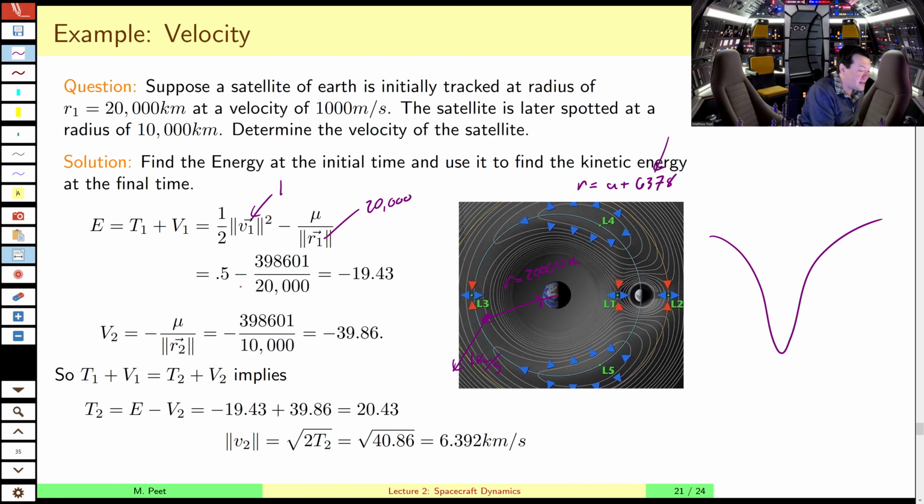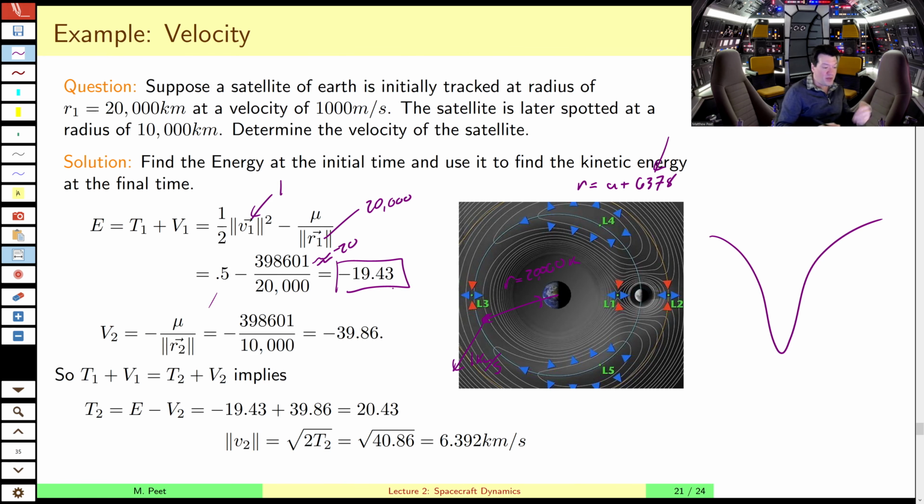So we can calculate that number. This is 0.5, and this is approximately 20, 19.93 specifically. So a negative 20, of course. And so we can add 0.5 to negative 20, and we get approximately negative 19.43. So the total energy of the spacecraft is negative.